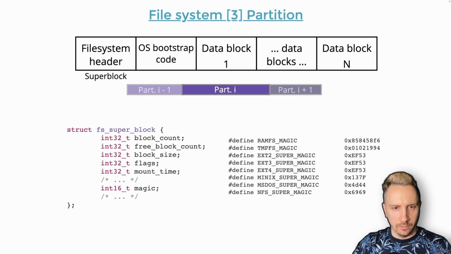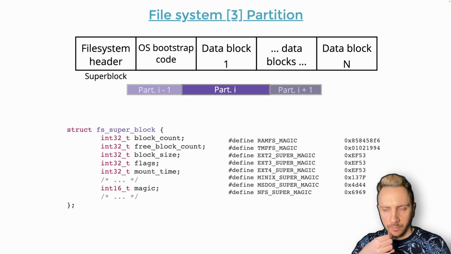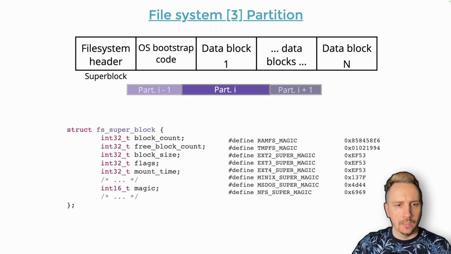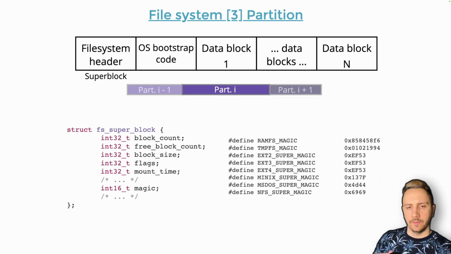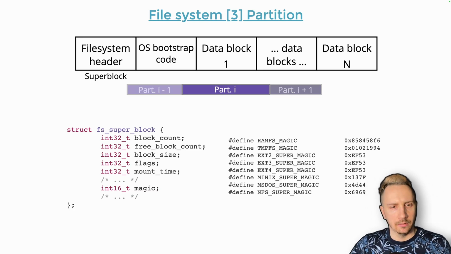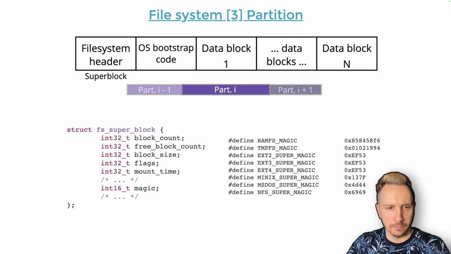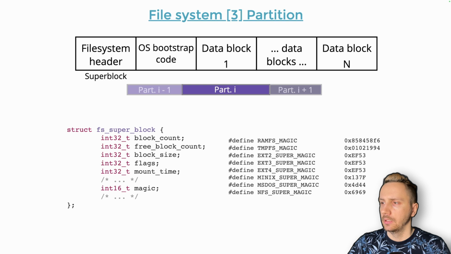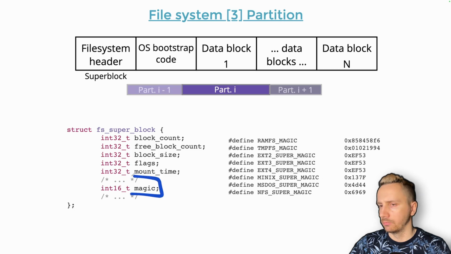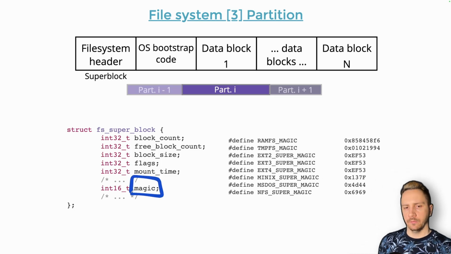For me, it sounds a bit weird, but this is the terminology used in the source code and in the documentation and various literature. In the kernel, you can also literally find the definition of this superblock thing, the header of the file systems, where you can see that for every file system, the kernel wants to know its block count, how many blocks are free, size of the block, various flags, when it was mounted, and magic number.